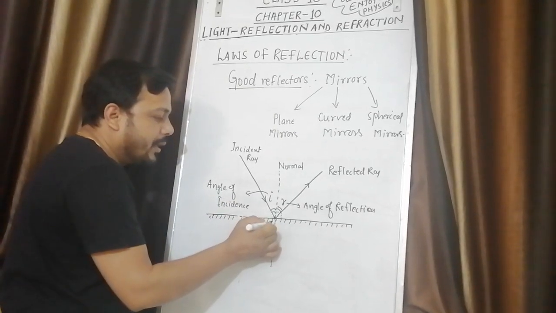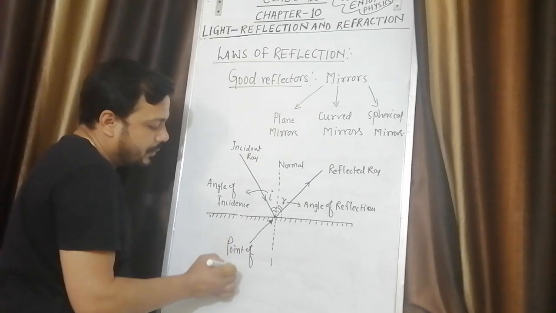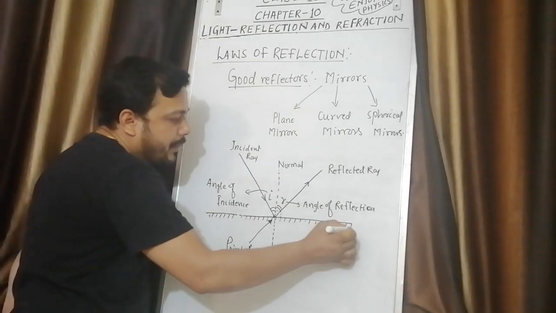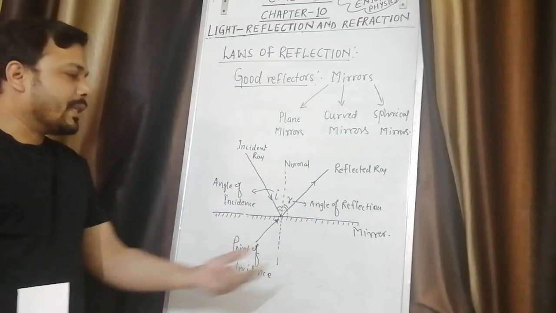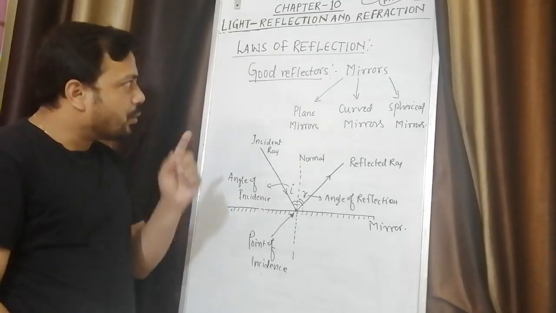This is the point of incidence. This is the mirror. So this mirror is a good reflector, that's why we have taken this reflector. Now we can write the two laws.